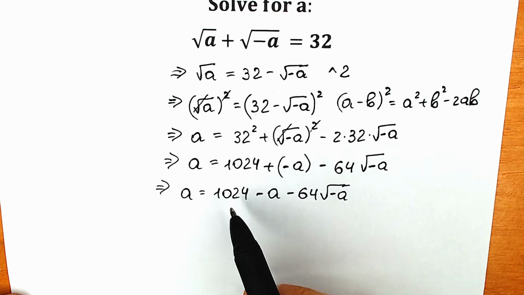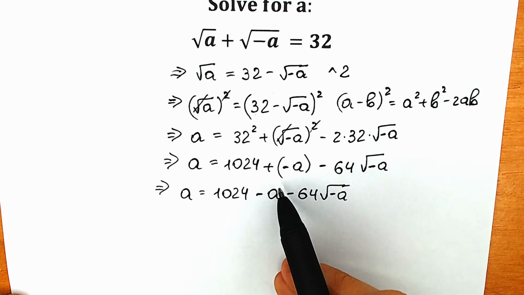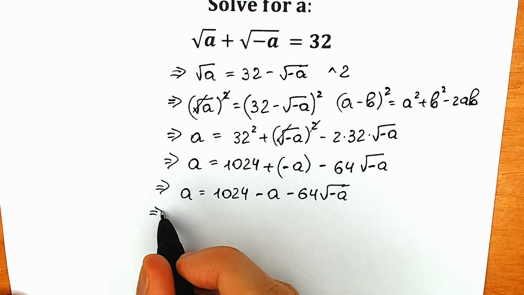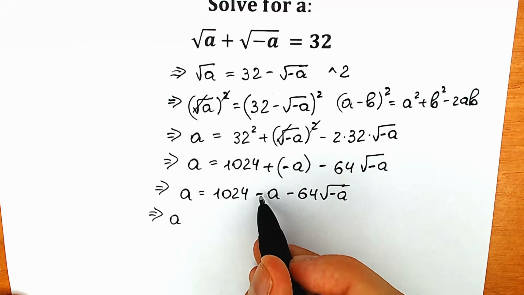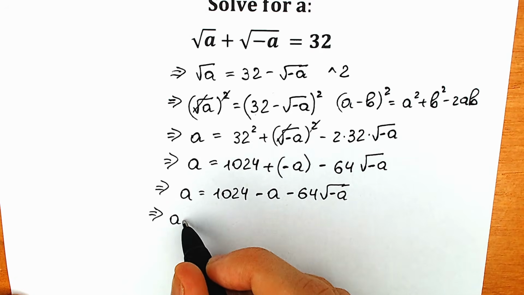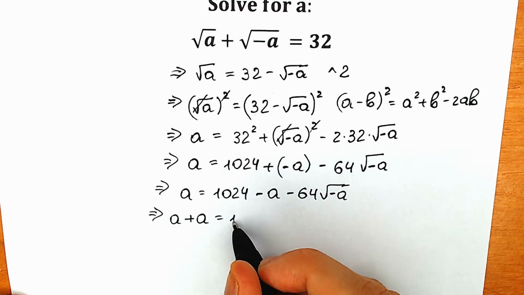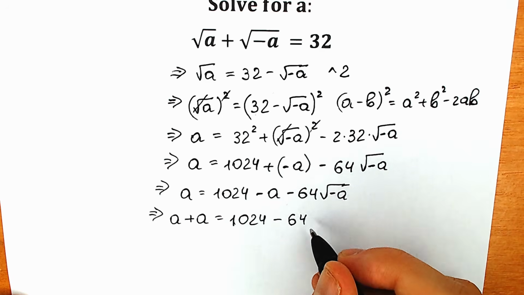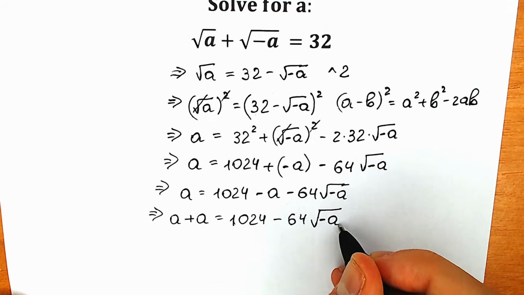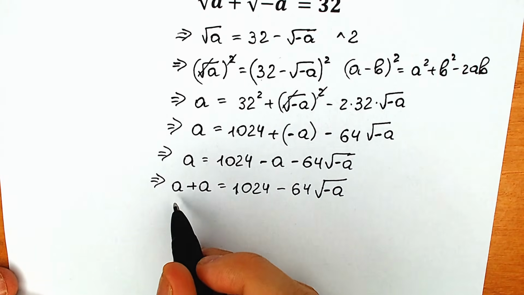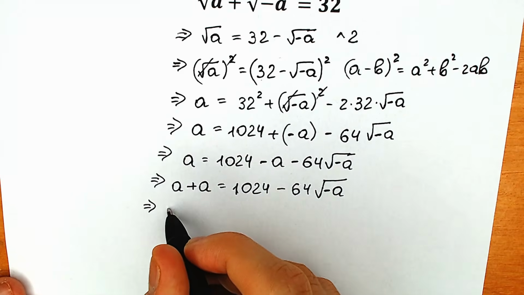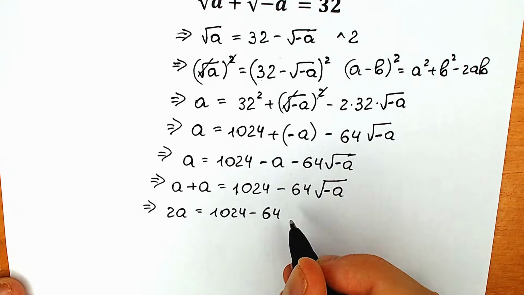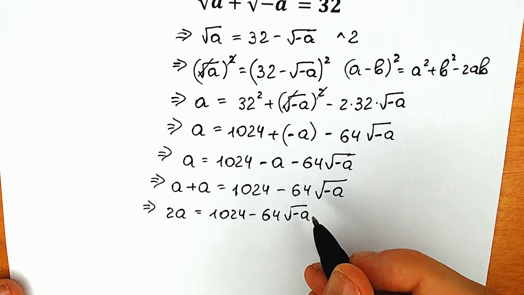What we're going to do next, let's add to both sides, let's add this a. So as a result we cancel it from the right side, and we have 2a on the left side. So just look at this explanation. So we have a plus a, so we just bring this minus a to the left side with the positive sign, so we have a plus a equal to 1024 minus 64 times square root of minus a. Alright, so right here on the left side we have 2a, so we have 2a equal to 1024 minus 64 times square root of minus a.